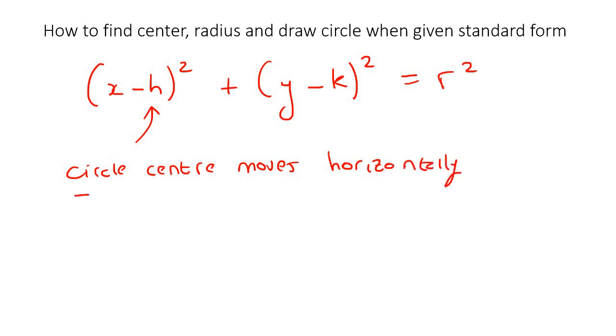Once again, if it's negative, because it's in a bracket, it's always the opposite. So if it's negative, then that means it is going to the right, and if it's positive, then it means that it is going to the left.